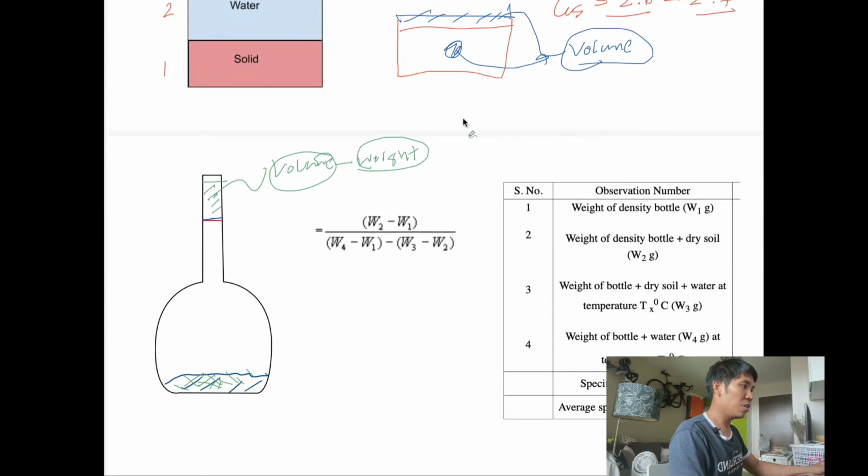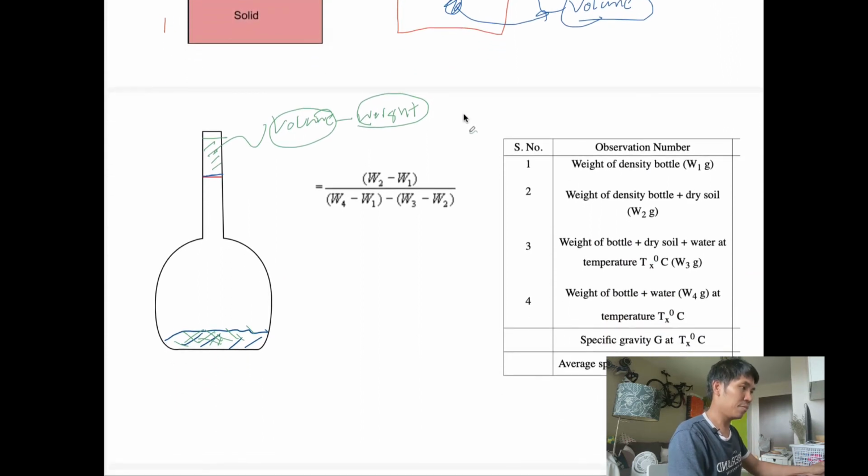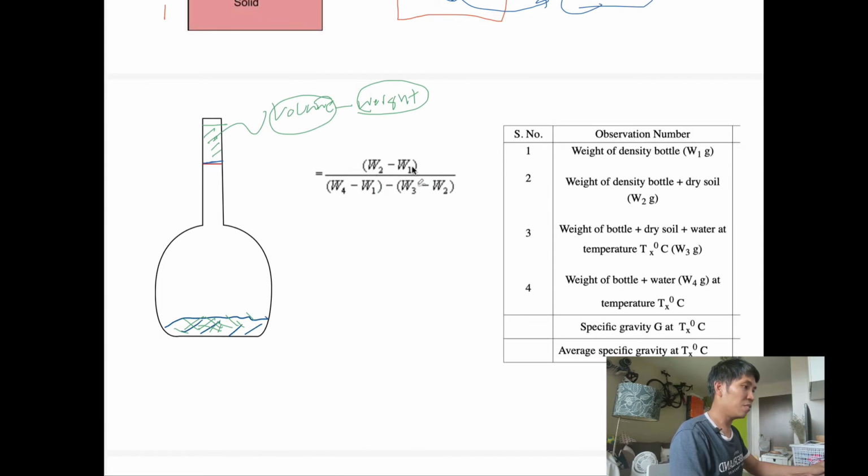So how is this done in the lab? The first part is the equation to calculate the specific gravity of soil. The upper part has W2, which is the weight of the bottle and dry soil, and W1 is the weight of the bottle. That means if we use W2 minus W1, we get the MS, which is the weight of the dry soil.